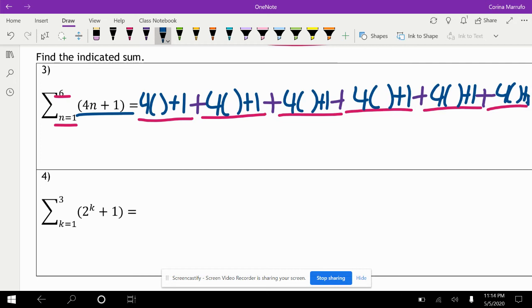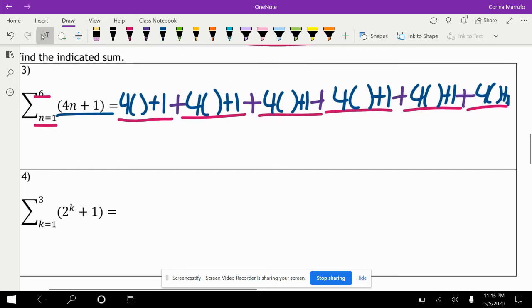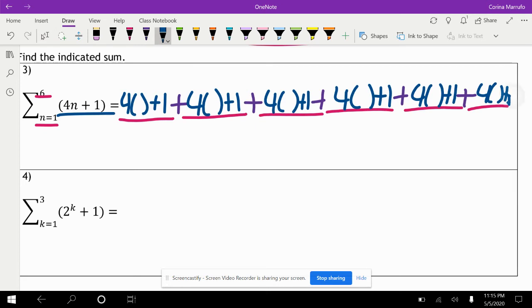Oh, the 1 doesn't fit here. There you go. There. Alrighty. And then since they want us to start at n equals 1 and all these blanks that I left for n, I'm going to start at 1, then 2, then 3, 4, 5, and I should end at 6. They tell us here.